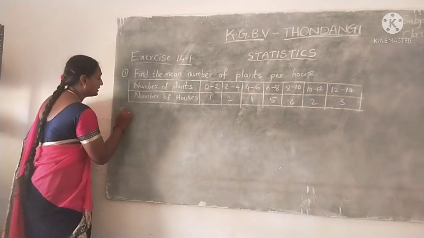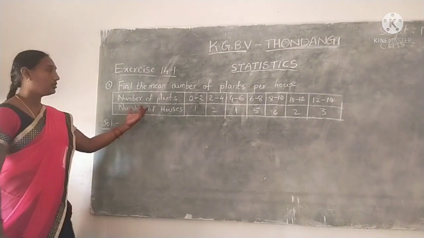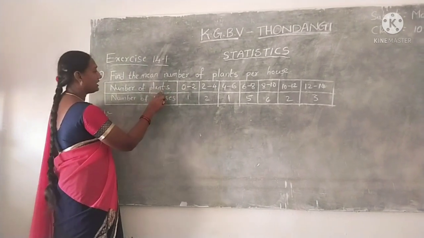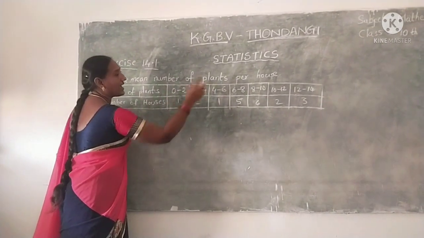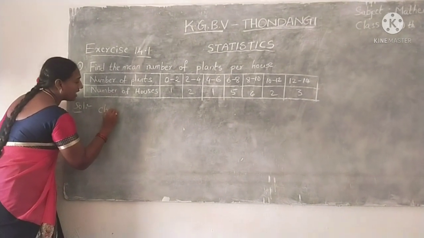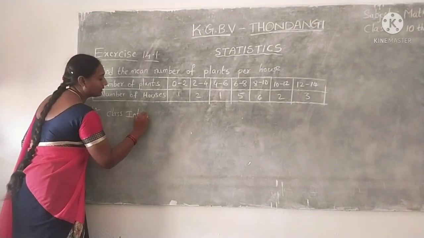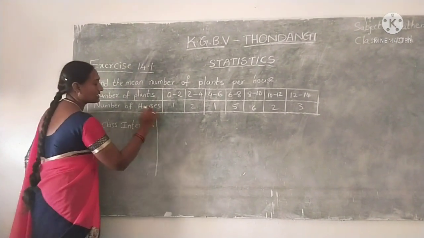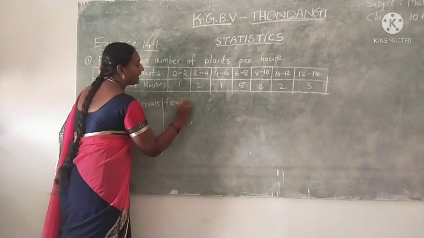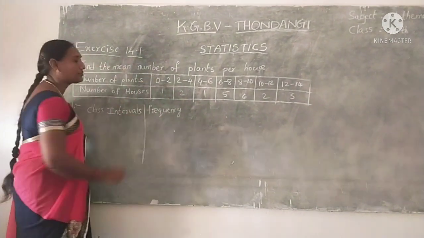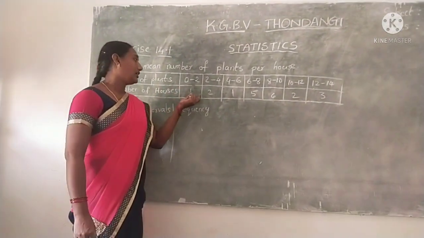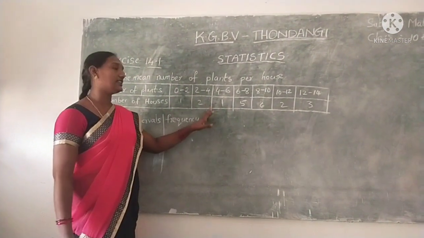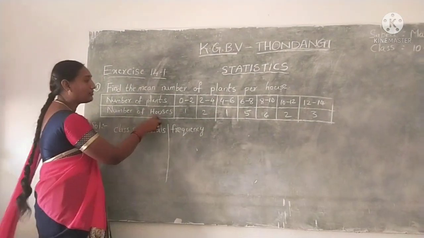For that, we have to write the given. What is given here? Number of plants. So these are class intervals. Next one is frequency. Already we learnt about frequency. What is frequency? How many times a particular observation repeats in the data. So here the number of houses are frequencies.